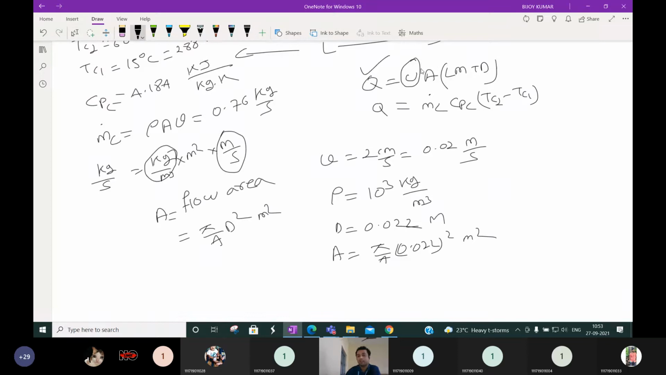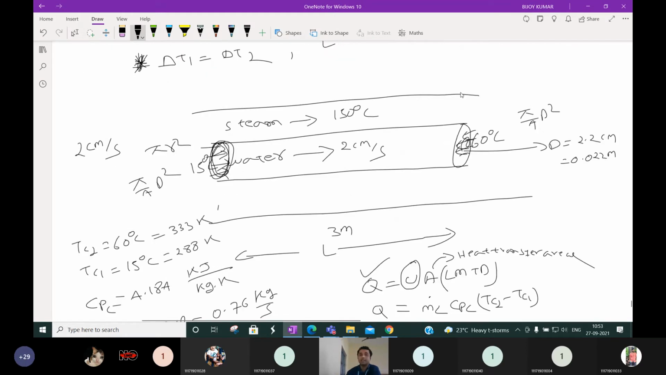Then area. What is this area? This area is the flow area. In m dot c we are calculating rho A B. M dot means flow rate, so in this area it is flowing. So this is the flow area. But here this A is the heat transfer area. This A is nothing but the heat transfer area.